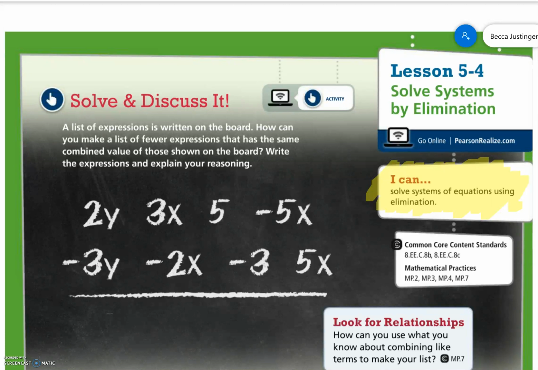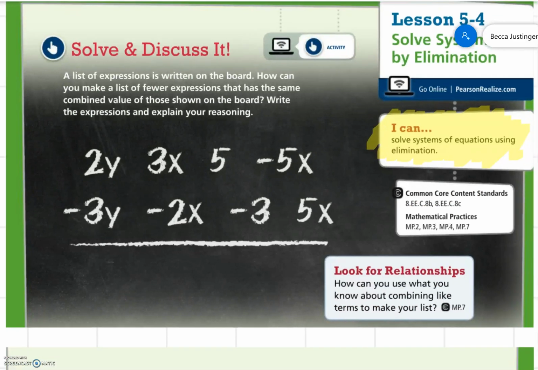A list of expressions is written on the board. How can you make a list of fewer expressions that has the same combined value of those shown on the board? Write the expressions and explain your reasoning.